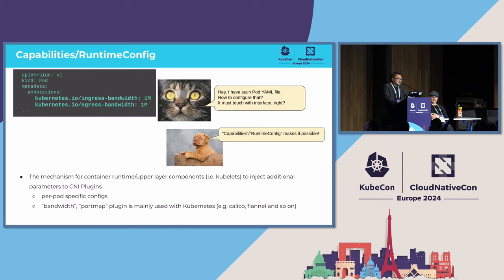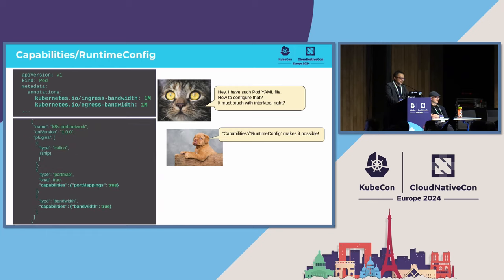The runtime config capability field feature is used by the container runtime, and also the upper layer component, I mean in this case the kubelet, to inject additional pod-specific parameters to CNI plugins. Calico or Flannel and several other implementations use this feature. For example, the bandwidth or portmap plugin is used for that.